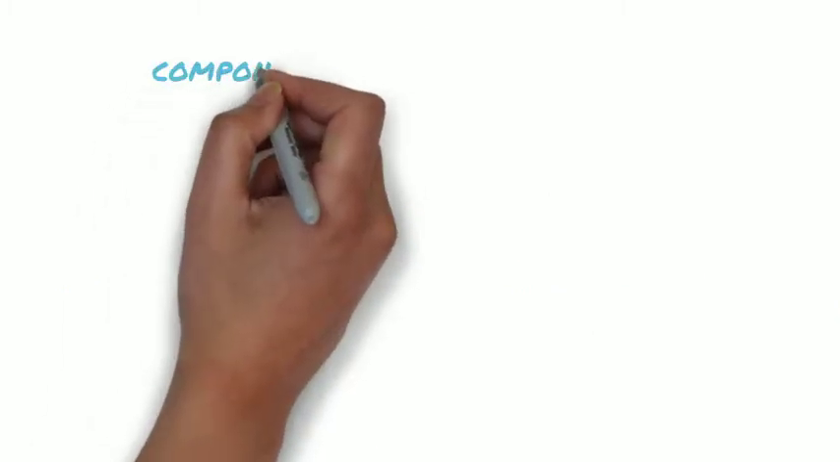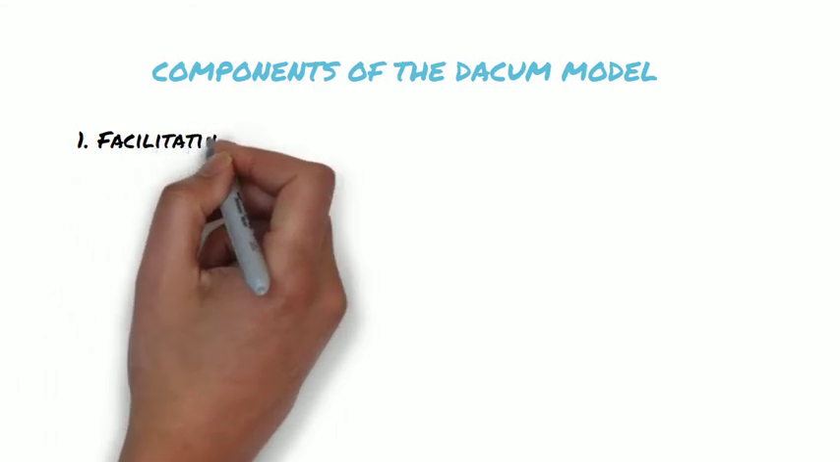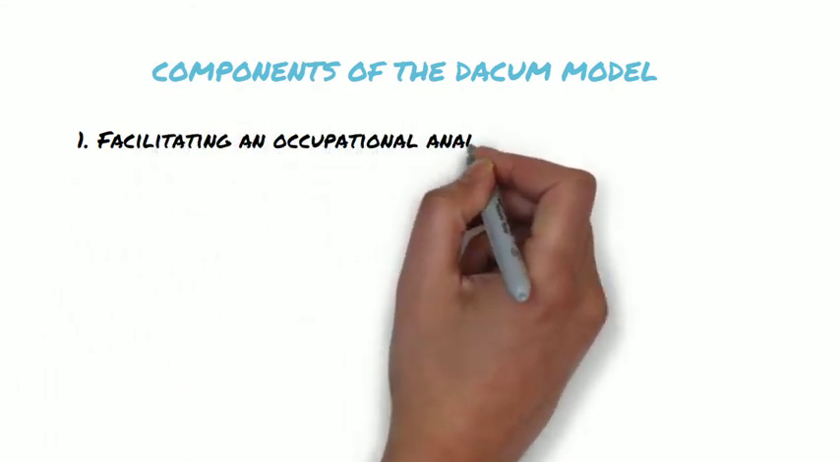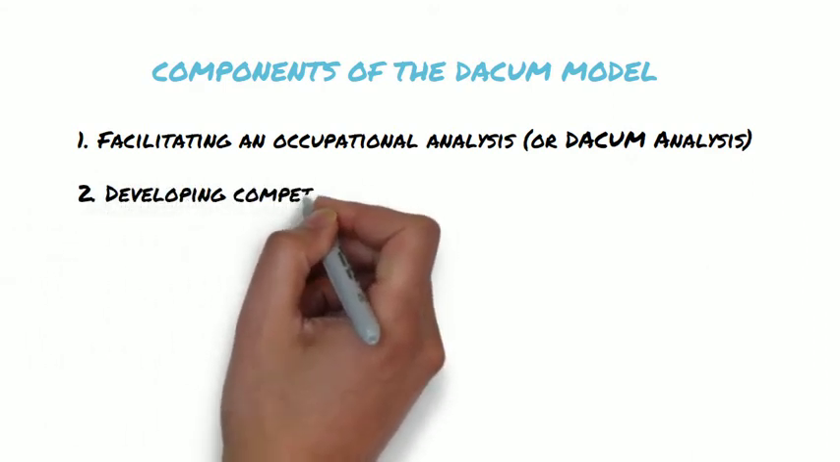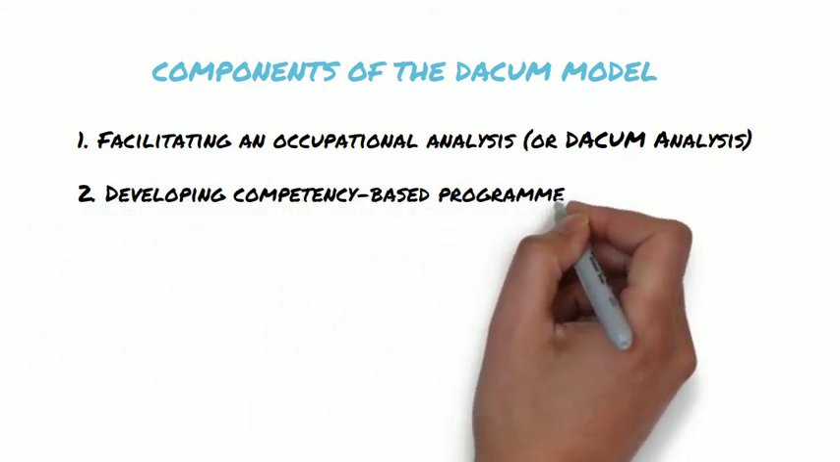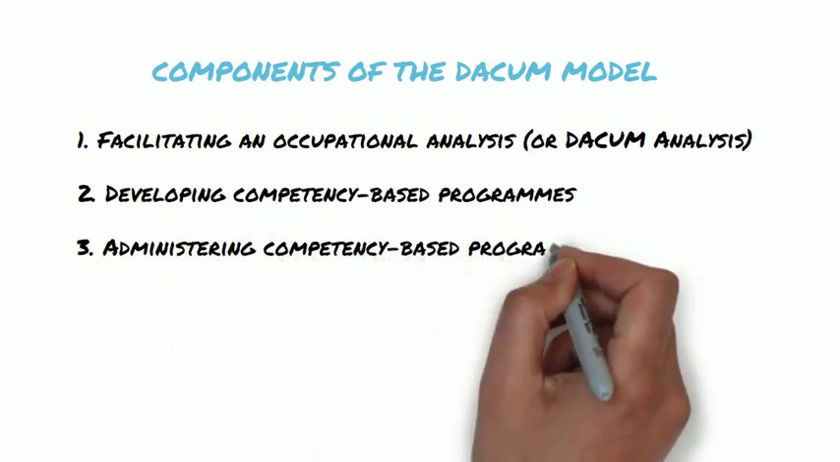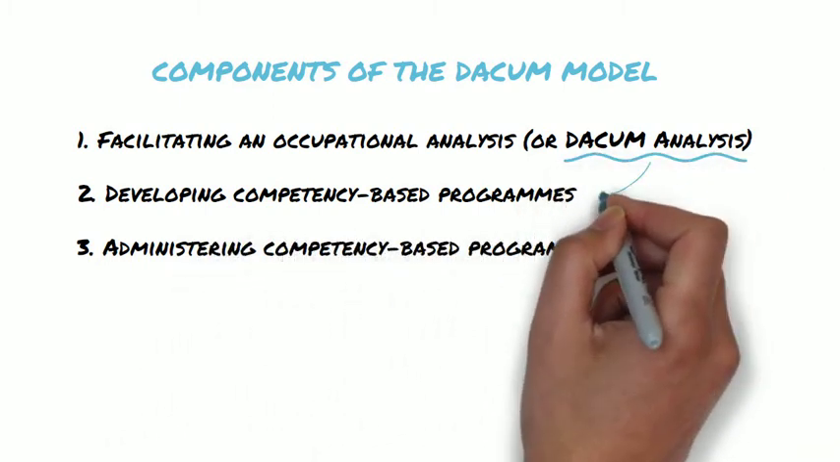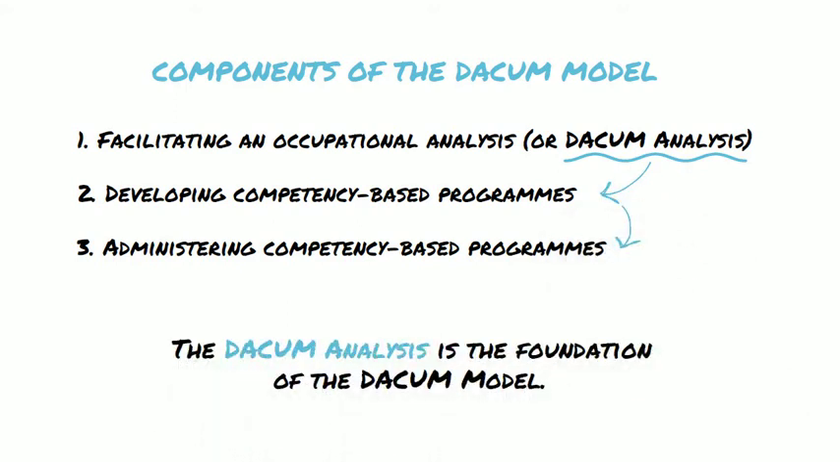standard. There are three components to the DACUM model: facilitating an occupational or competency analysis called a DACUM Analysis, developing competency-based programs, and administering competency-based programs. The last two components are derived from the DACUM Analysis. In fact, the DACUM Analysis is the foundation of the DACUM model.